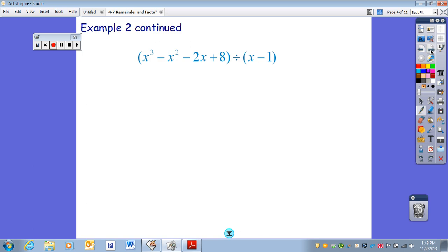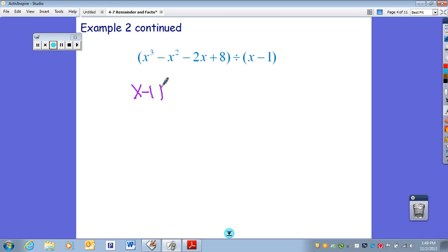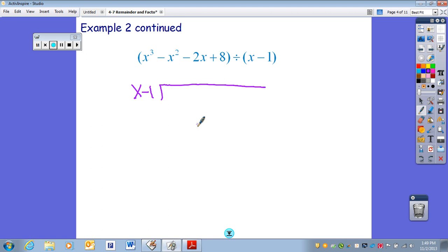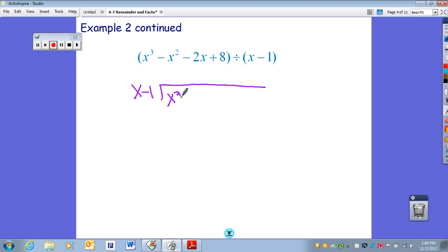Let's take a look at one more example with long division. So we have x minus 1, and I'm going to divide that into x cubed minus x squared minus 2x plus 8. What do I multiply times x to get x cubed? I multiply it by x squared. So I multiply x squared times x, and that gives me x cubed, and x squared times negative 1, which gives me negative x squared.